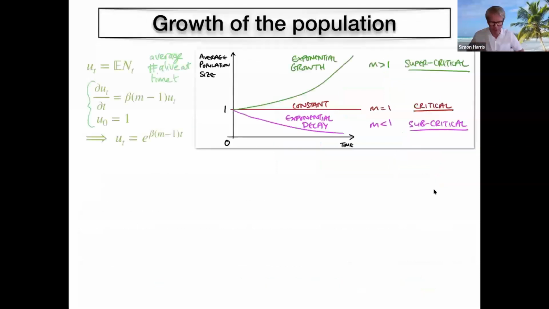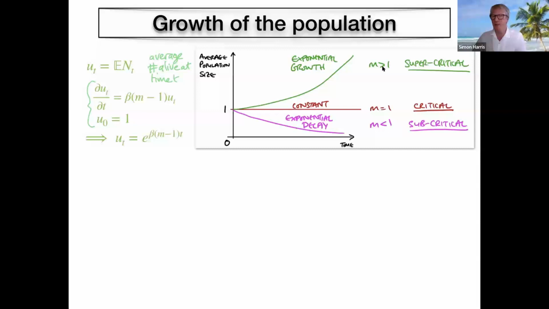So what about the growth of the population? It turns out, if we work it out, it's very easy. If we look at the average number of rats alive at time t, then they're actually going to grow exponentially. There's a simple differential equation you can derive from the model, and we get on average e^(β(m-1)t) of them alive at time t. And now what you see from this is that the rate doesn't really matter. The thing that really matters is the mean.